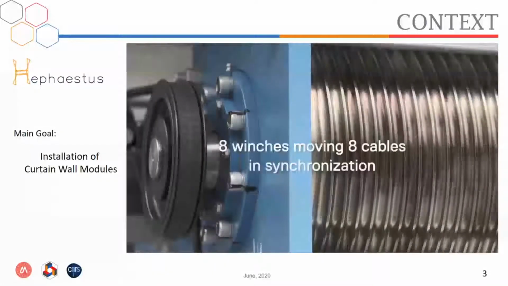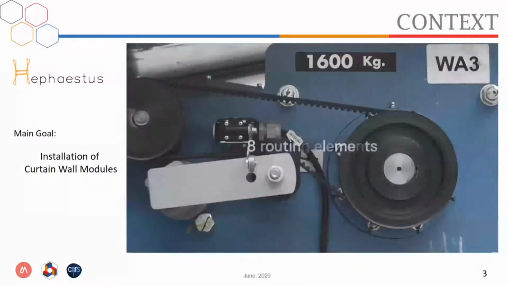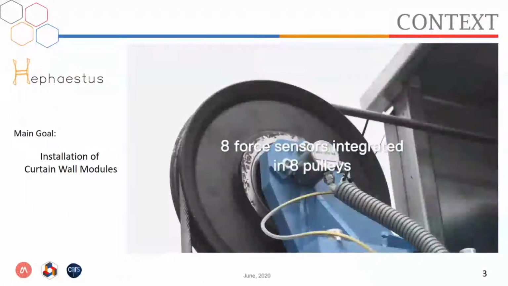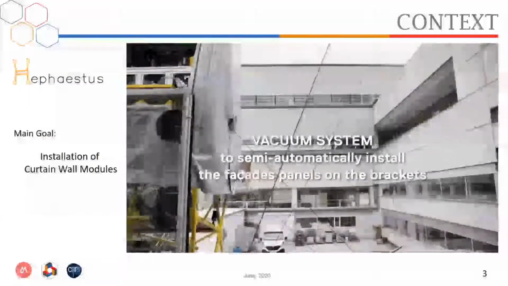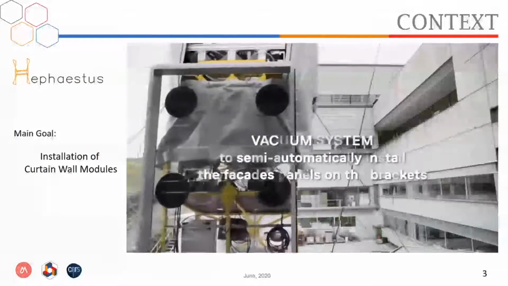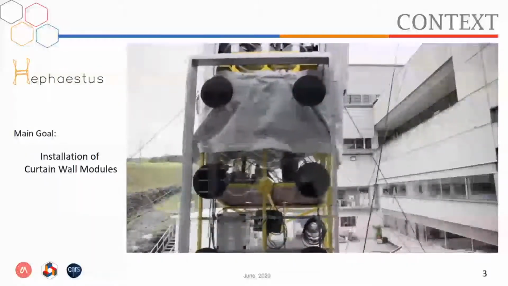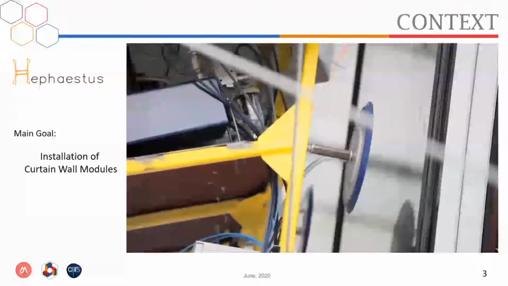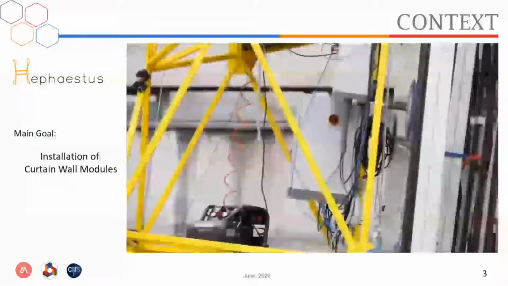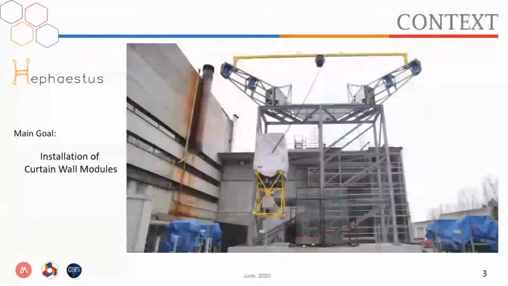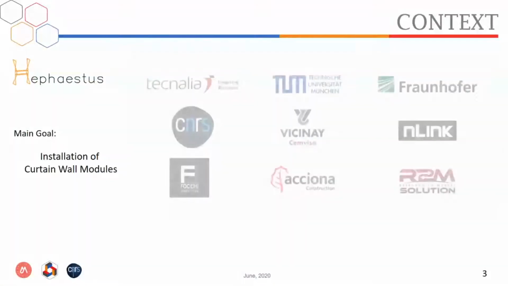You also can see some other elements. Each drawing pulley is equipped with a force sensor that is used to monitor and control the cable tensions. We highlight that the system is controlled with the software TwinCAT from Beckhoff. This is a software typically used in the industry. We will see that this was an important constraint considering this work. And these are our partners.